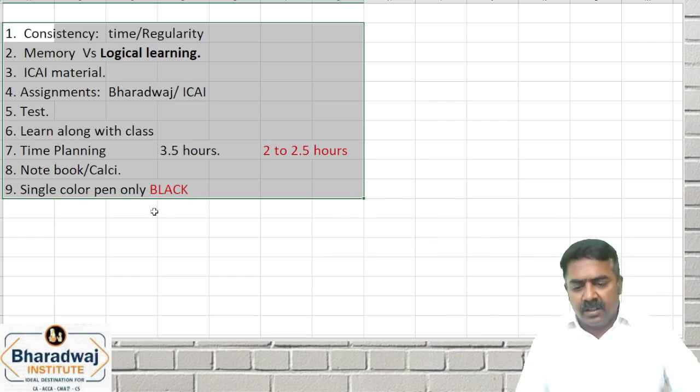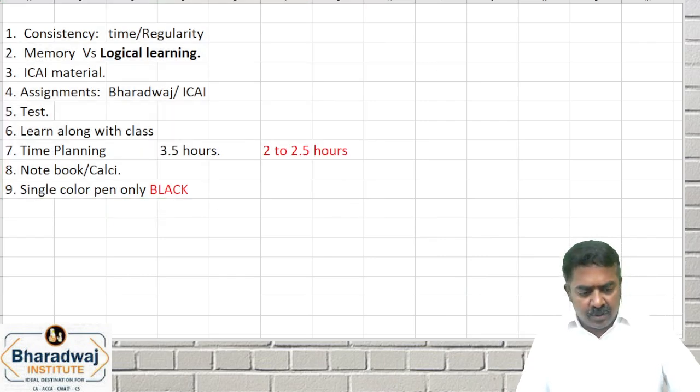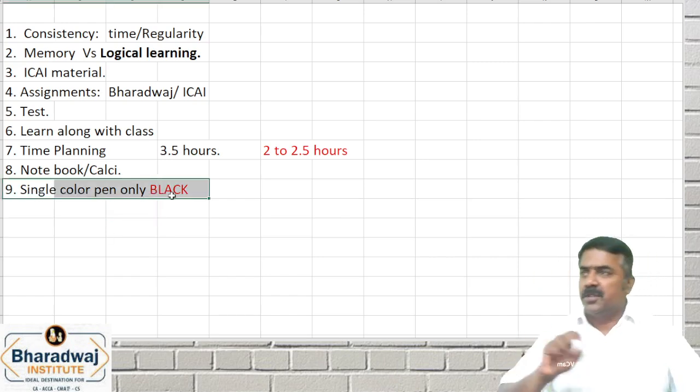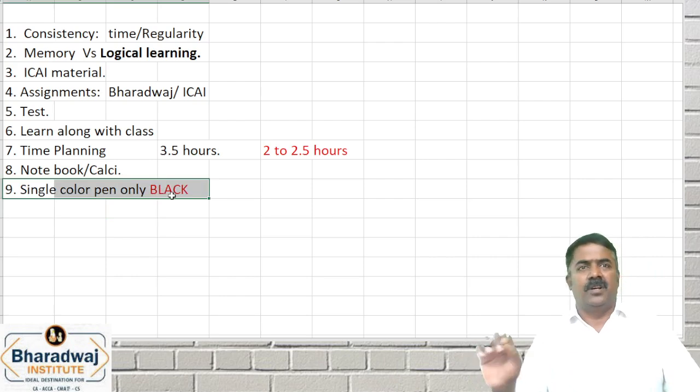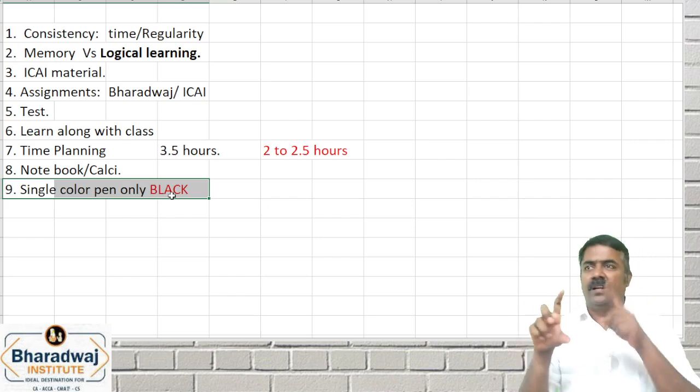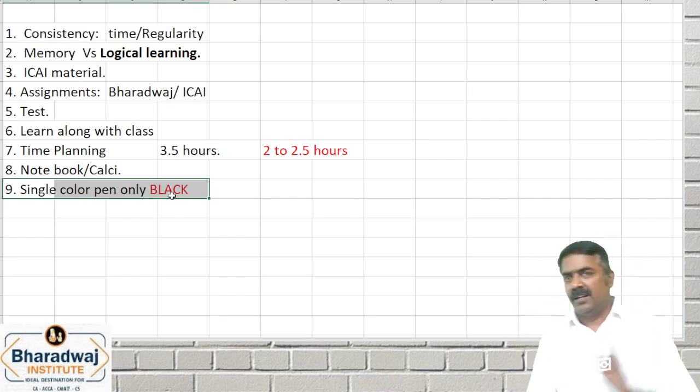So a single color pen only is allowed. You are not allowed to change the color of the pen. Maybe for end of the line answers, you can draw some lines in pencil. Sir, what about ledger accounts, journal and all? You can draw lines in which one? Pencil. Multicolor pens are not allowed.